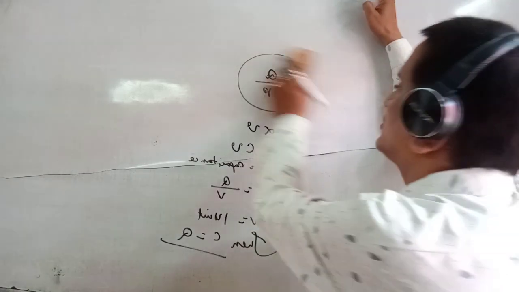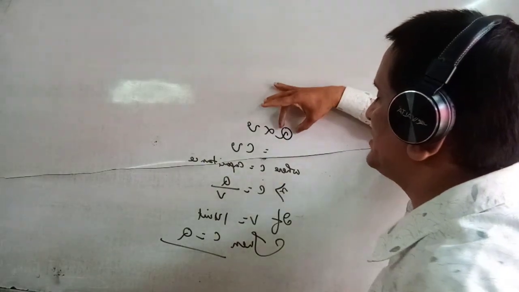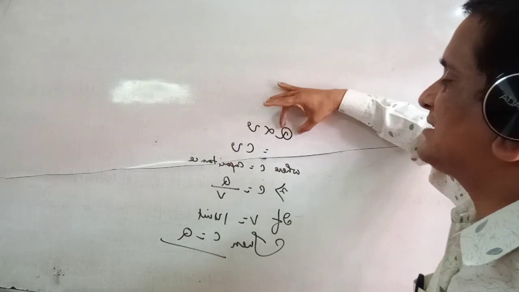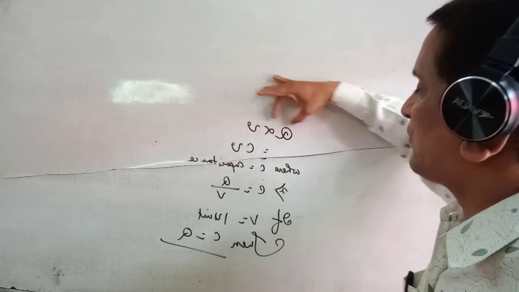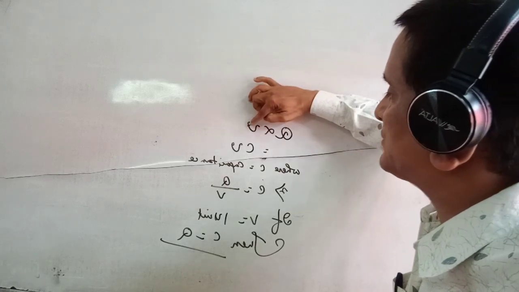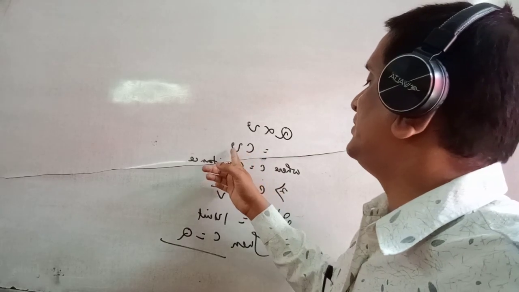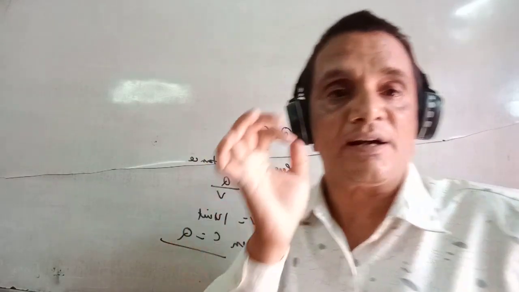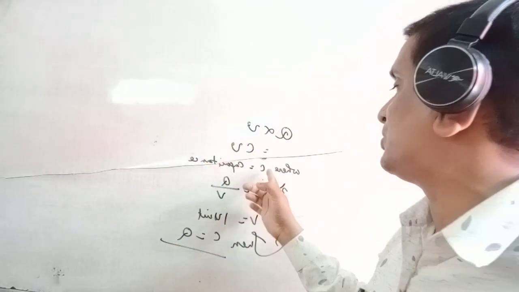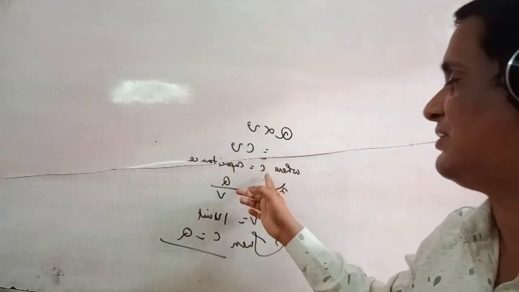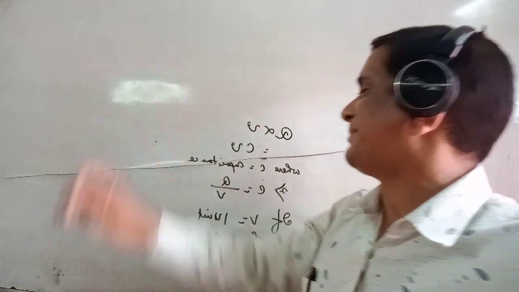If the charge is less, potential is less. Is it clear? So from there what can we say? If Q is more, V will be more. If Q is less, then V will be less. From there we can say that Q is directly proportional to V, and if we equalize it, we can put Q equal to C into V, where C is a constant of proportionality known as the capacitance of the system.